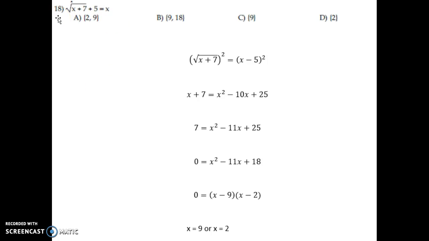For number 18, we have an equation that contains a square root. And to solve this, we're going to end up squaring both sides. And when we square both sides, the square root will cancel out.